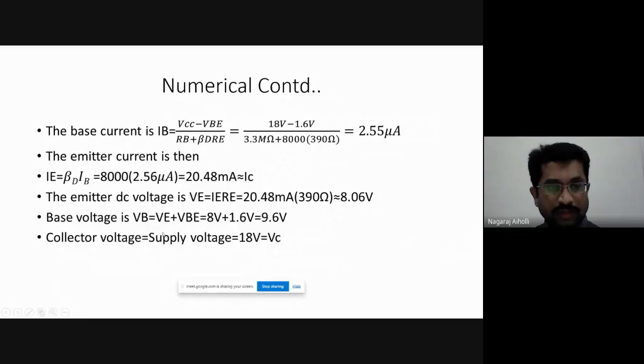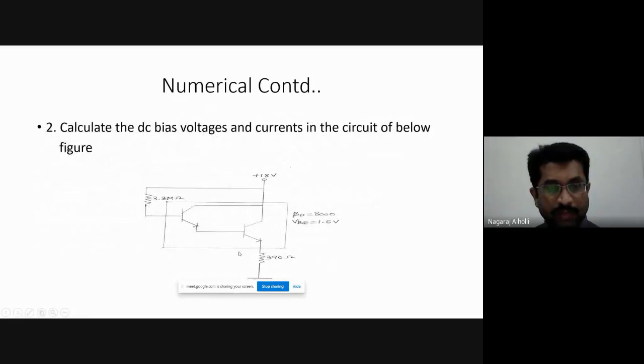Next, base voltage, VB. Apply the KVL here. We want the voltage between the base terminal and ground. That is VB minus VBE of the Darlington pair minus IE RE is equal to 0, or VB will be equal to VBE plus IE RE according to the KVL. That is what is written here.